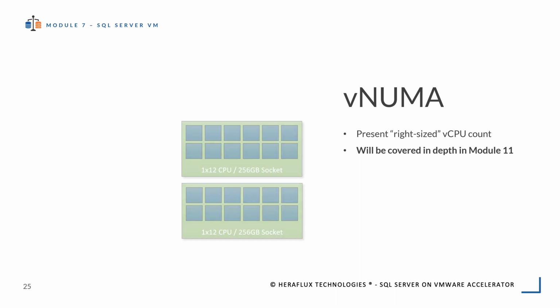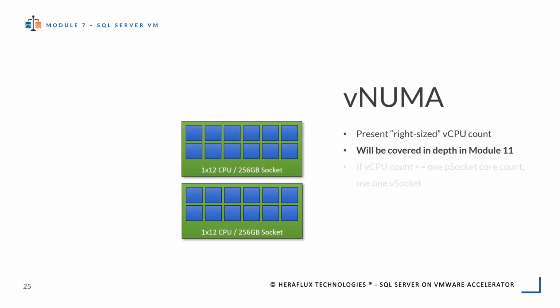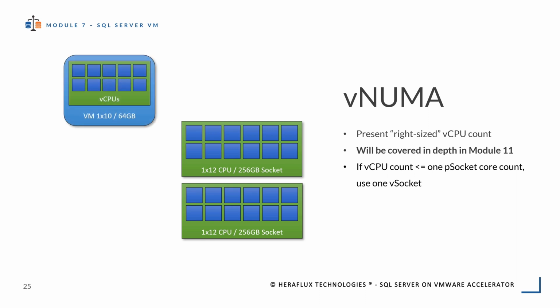To properly understand vNUMA, let's assume that we have defined a right-sized vCPU allocation for the virtual machine. If the number of virtual machine CPUs is less than or equal to the number of physical CPU cores in one CPU socket, assign only one virtual socket to that virtual machine. The hypervisor will do a very good job of placing it on one physical NUMA node and keeping it there so that all your memory access is local.